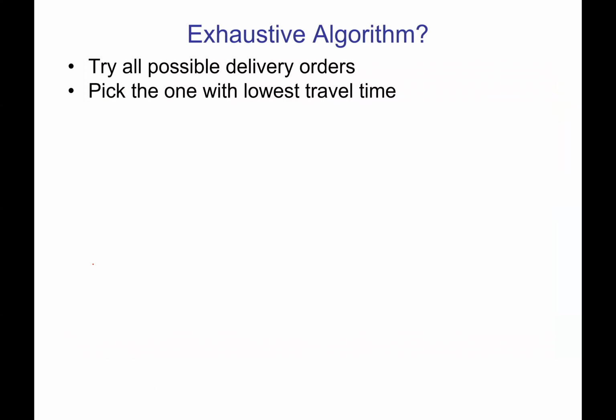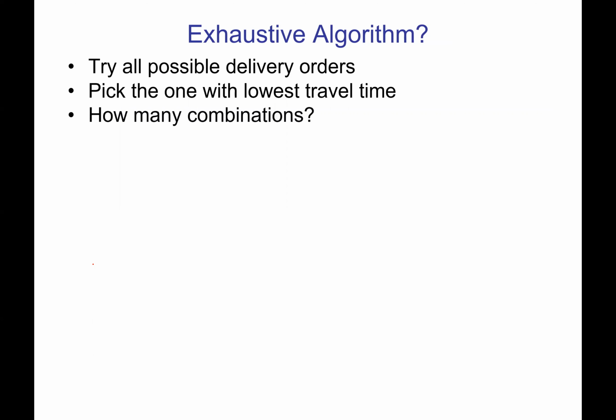Okay, so one way you could do that is, what if we just try everything? There's a bunch of delivery orders, let's just check them all. Then we'll generate all the possible solutions. We're going to write a function that figures out the travel time for a given solution, and we'll just return whatever one gives the best answer. So let's see how fast that is.